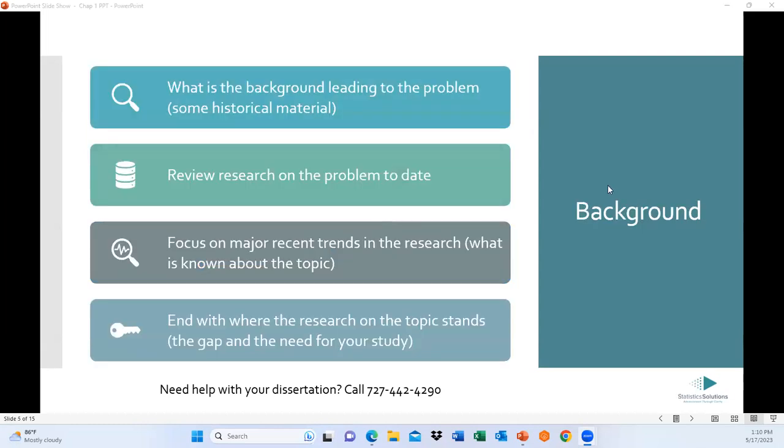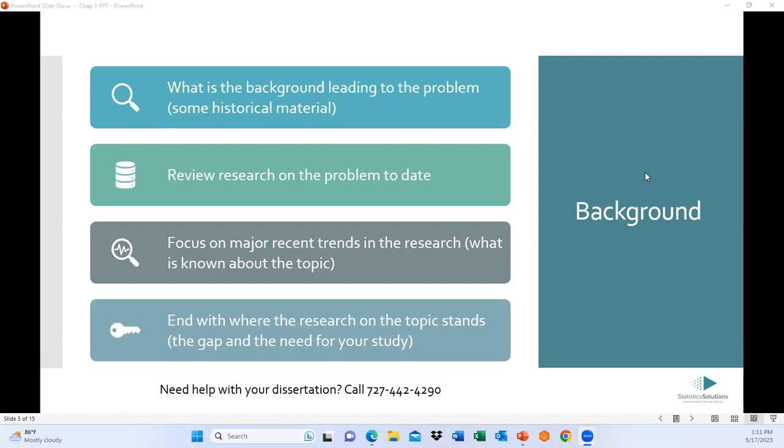Okay, next comes the background. Think of the background this way: your reader doesn't know about your topic. They don't know about the issue. They don't know about the research that's been done in the area. So you have to catch them up on the topic and the research: where the topic has been, what's changed, where it is now, as well as the research on the topic. Where's the research been? What are the major trends in the research? Where does the research stand now?